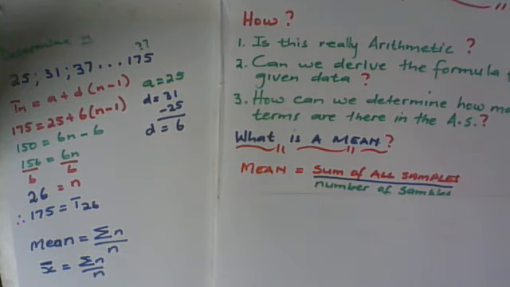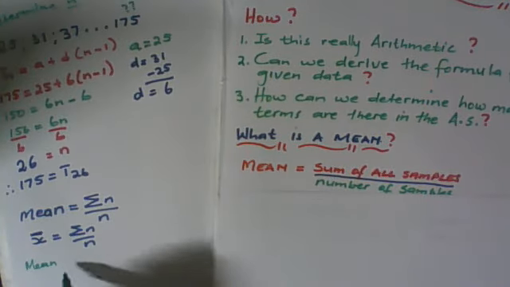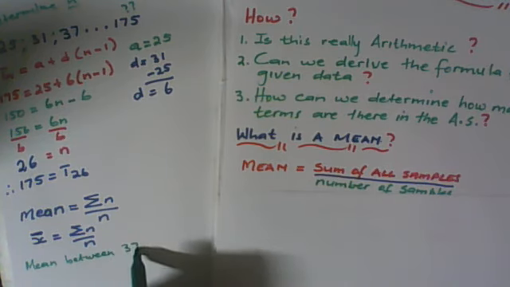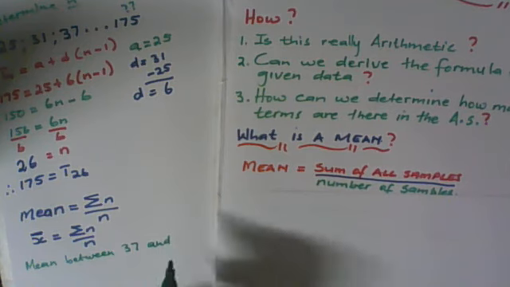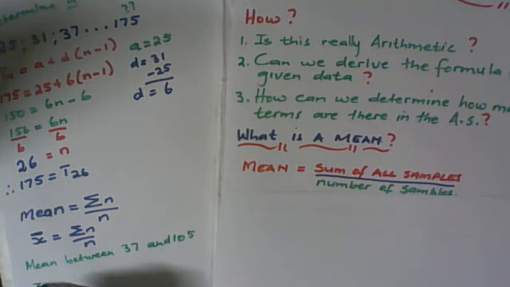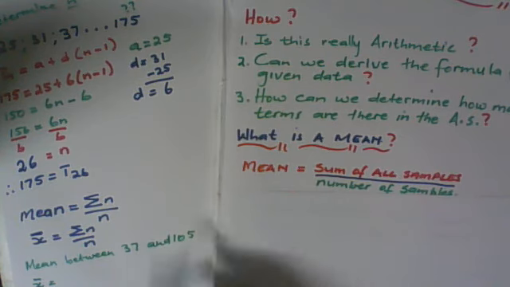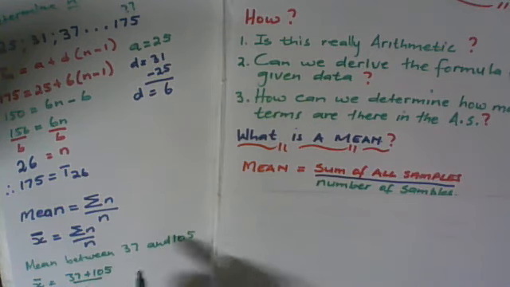Now, let's say for an example, we have to find the mean between 37 and 105. You say the mean is equal to the sum. This is between two terms, so you add them up. That will be 37 plus 105, and then divide by their number, 2.